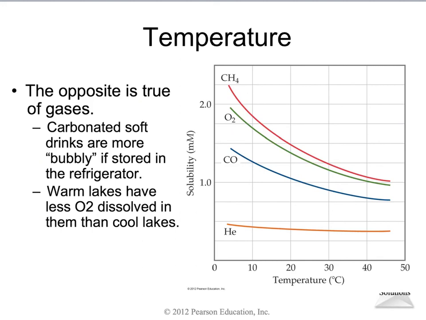We can actually see this in everyday life by thinking about carbonated soft drinks. They are usually more bubbly if they're stored in the refrigerator. So we actually see more carbonation if the temperature is colder for a pop or soda. If we're looking at our graph here to the right, we can see that as temperature is increasing, the solubility of the four gases is decreasing. Another real world example would be warm lakes typically have less oxygen that's dissolved in them than cooler lakes.